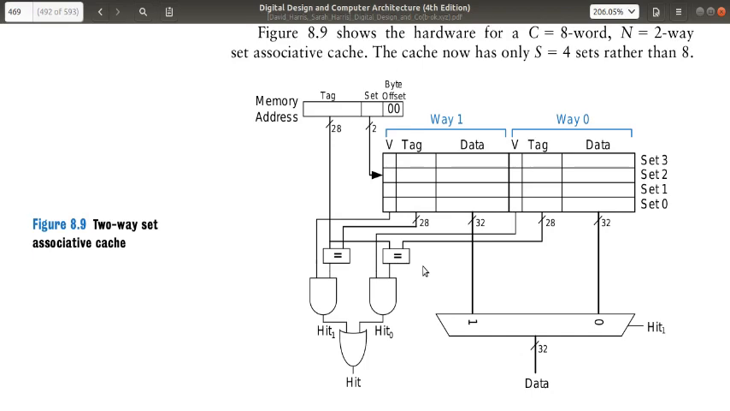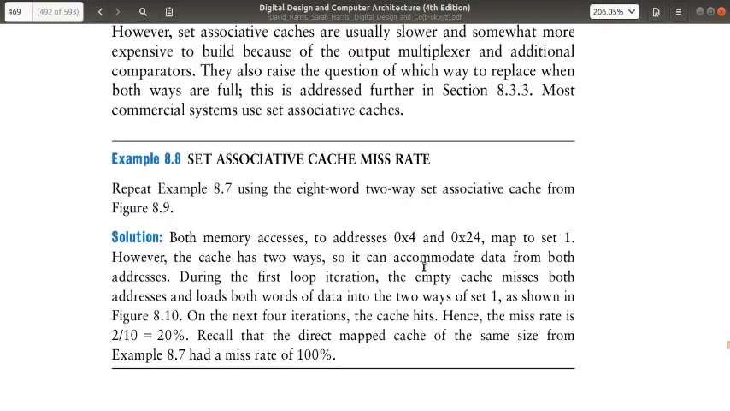Like that, depending on the condition or configuration we are using, the complexity will reduce or increase. But anyway, compared to direct mapping, the hardware complexity required for set associative mapping is higher. Okay, now let's see a problem.